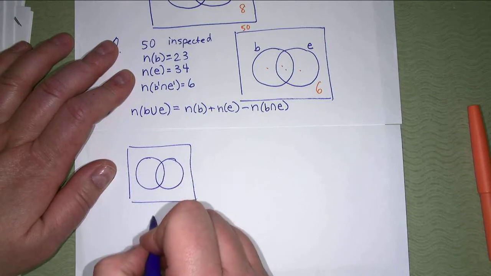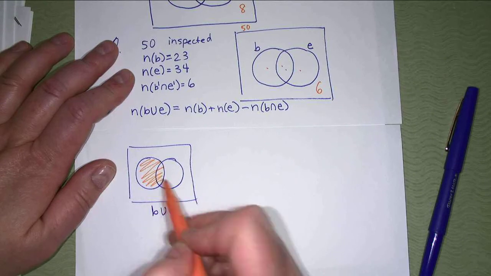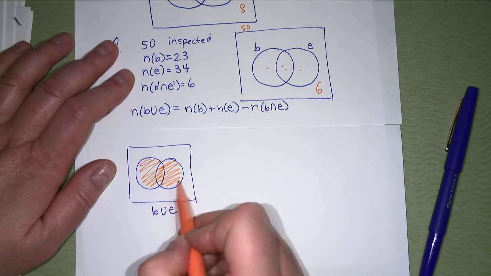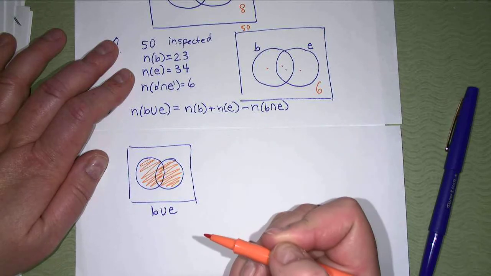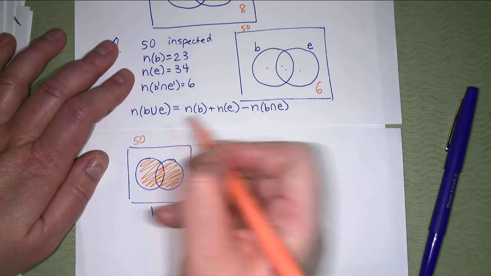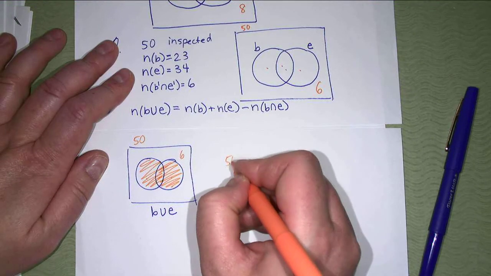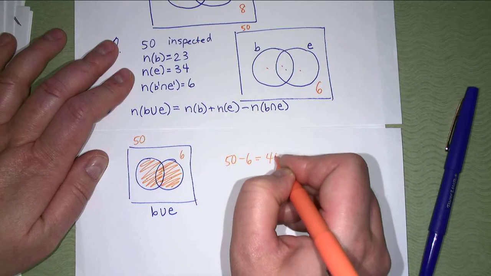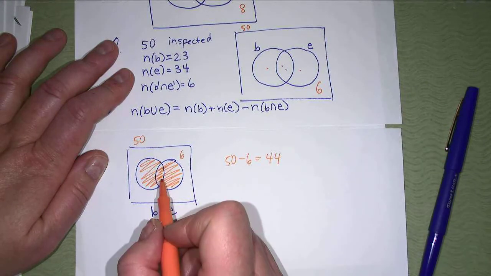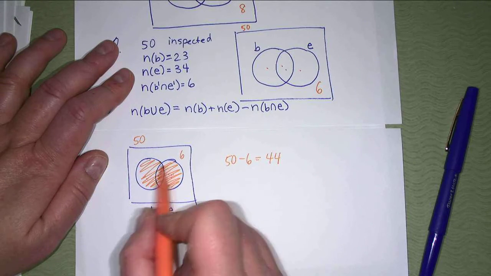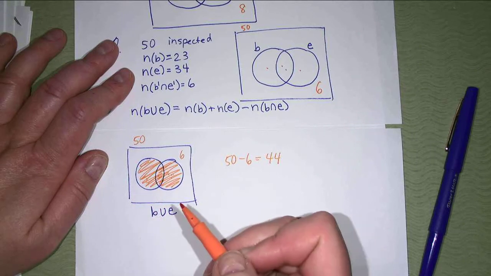If we want a B union E, that's everything in B, adding to everything in E. That's what the union looks like. So the union is these three numbers. If we know the total is 50 and then there's 6 out here, then how many are in the rest of the circles? 50 minus 6, 44 is the union. Right, the union is all of these together, and we know the whole thing adds up to 50 and 6 are not in those circles. So 44 is the union.